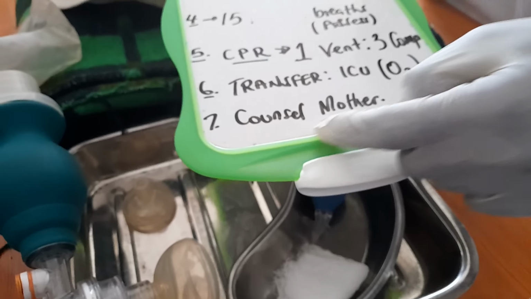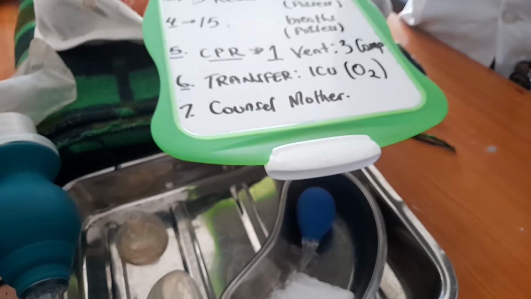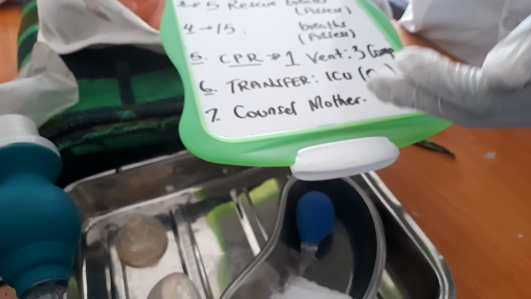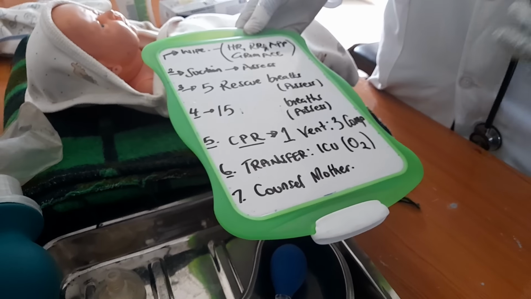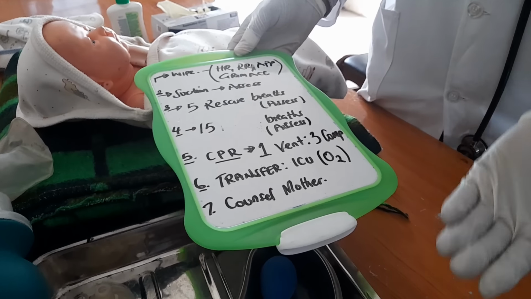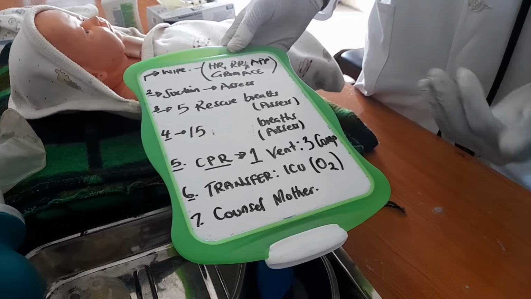Then as you come back, you should tell the examiner that I'm going to counsel the mother, which is step 7. Counseling the mother means at this point you should be able to explain why you have taken this baby to ICU. You explain that I've taken this baby to the neonatal ICU so that the baby is cared for, so that the mother is able to understand why the baby has gone to ICU. Thereafter, you tell the sister in charge that you have done neonatal resuscitation, you have documented, and you have counseled the mother. Then you can later on wash your hands.